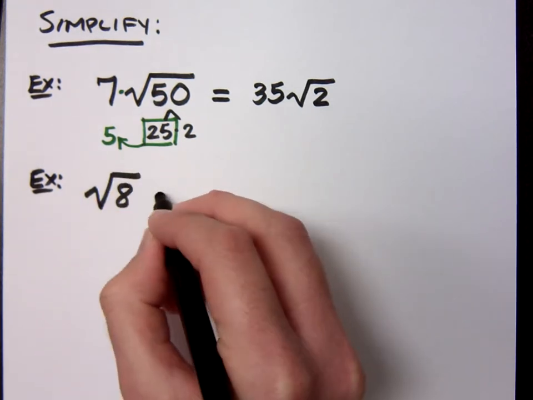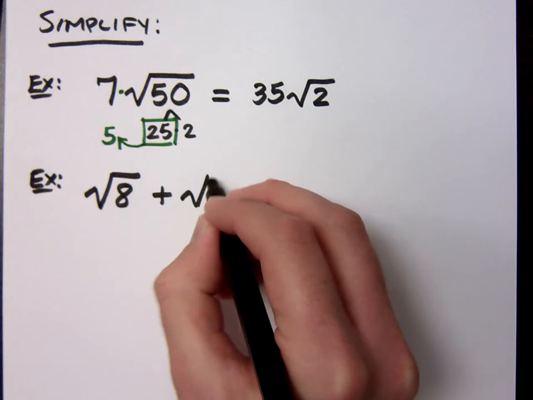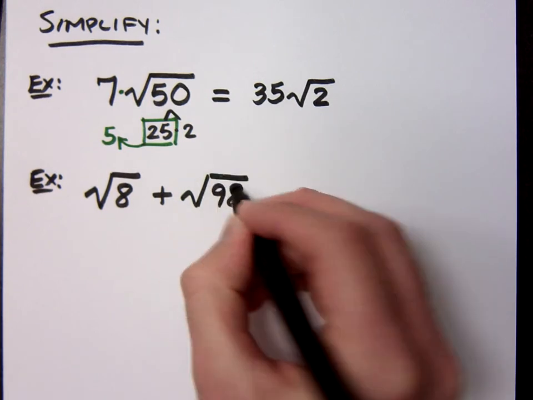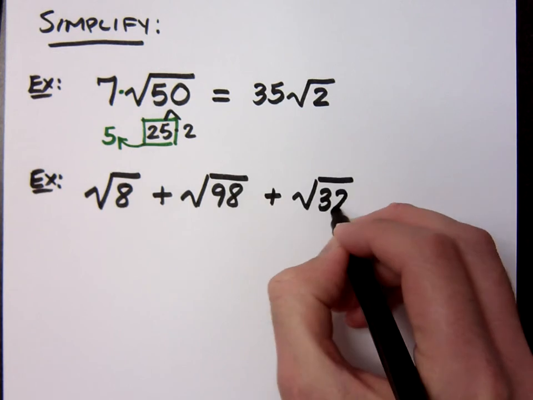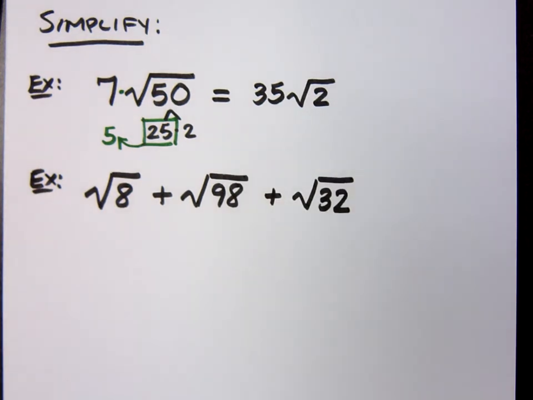If I had the square root of 8 plus the square root of 98, plus the square root of 32. See, this is why I did the last example. Now, right here, can I add these guys together? No, I can't.